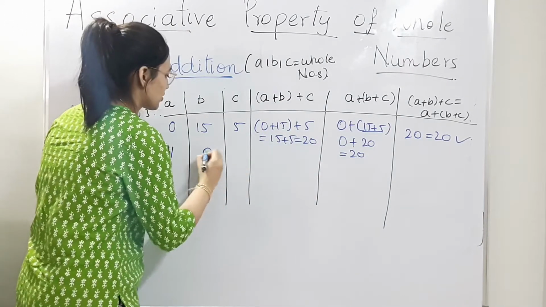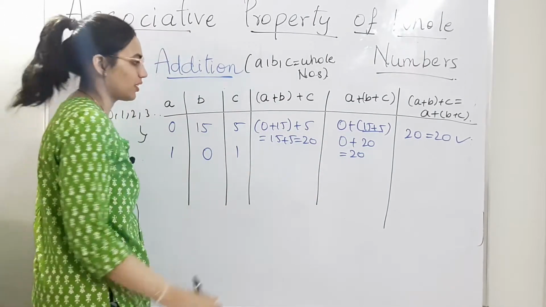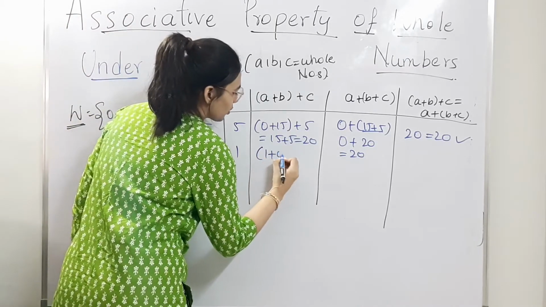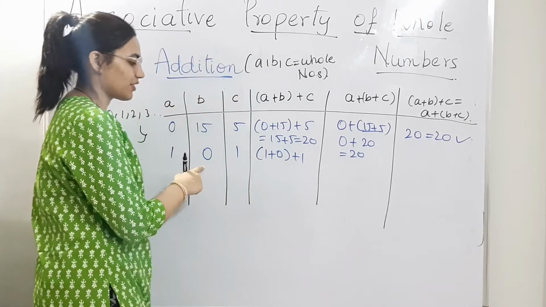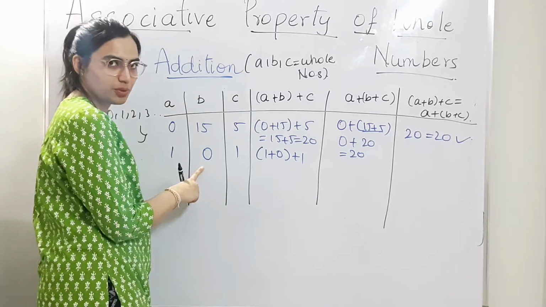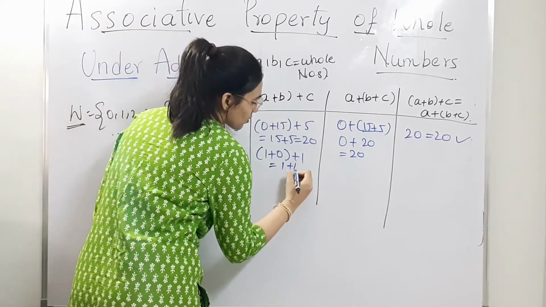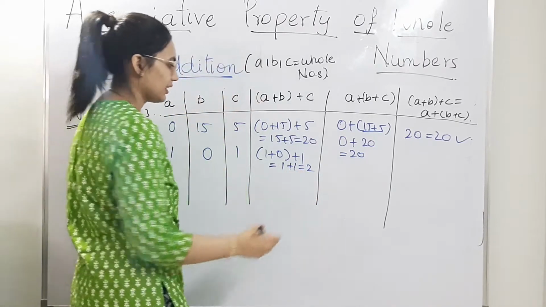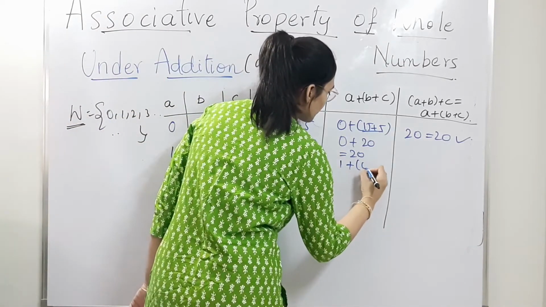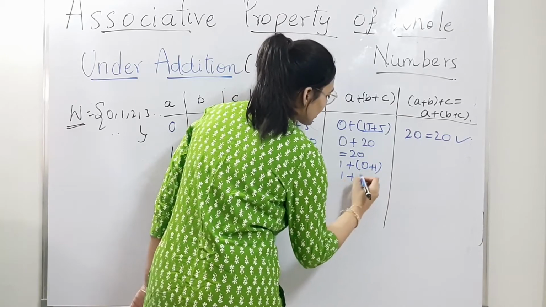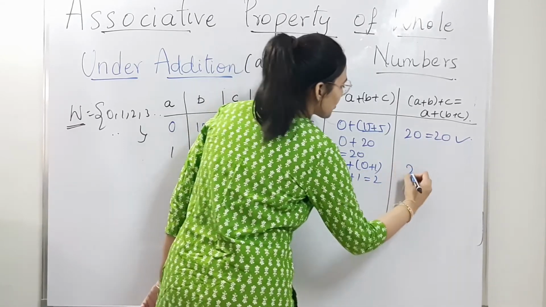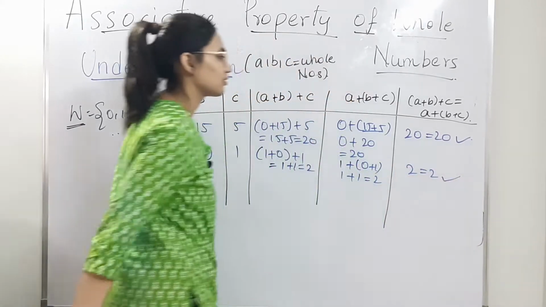Now I take the combination 1, 0, 1. Every time, the only difference between natural and whole numbers is that we can take 0 in any case that is possible. First we group 1 and 0 and add 1, so we get 1 plus 1, which is 2. Now we group the other way and add, so we get 0 plus 1 is 1, and 1 plus 1 is also 2. So 2 is equal to 2. Done.